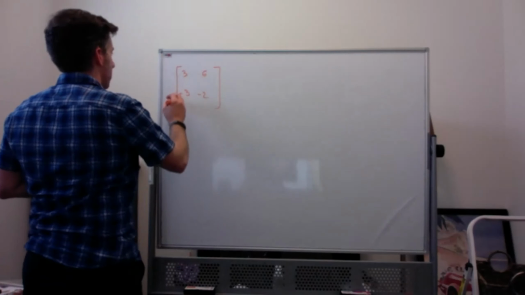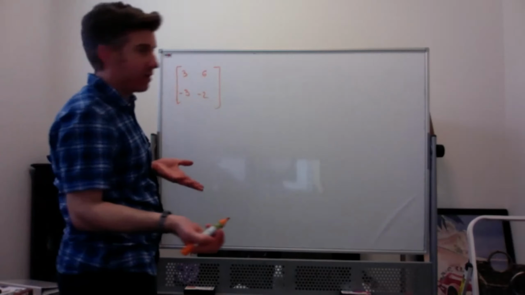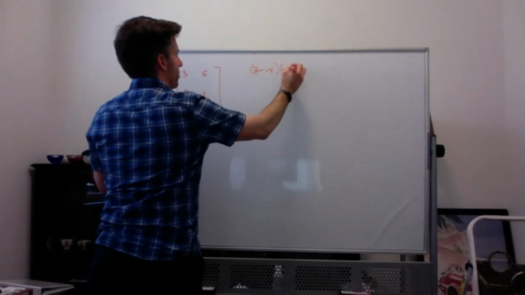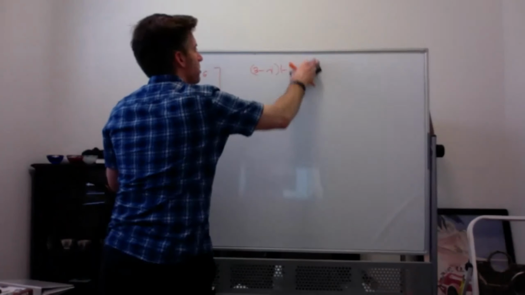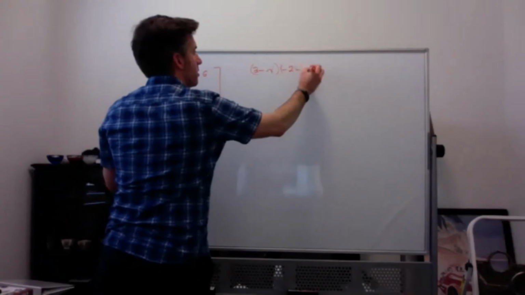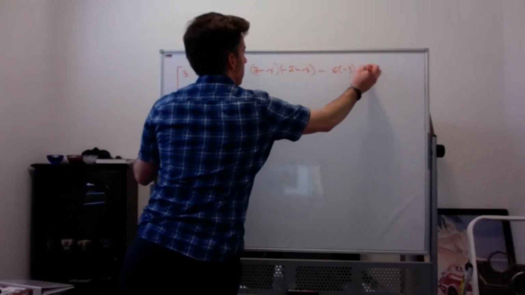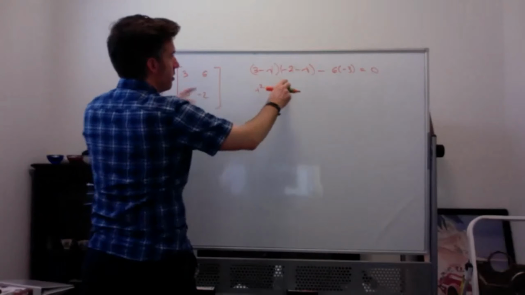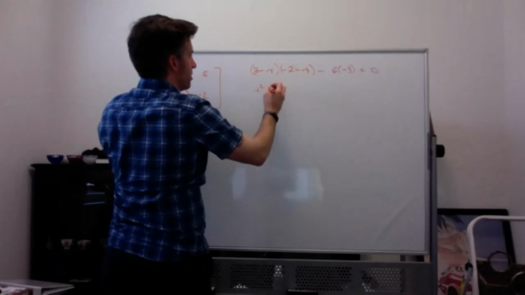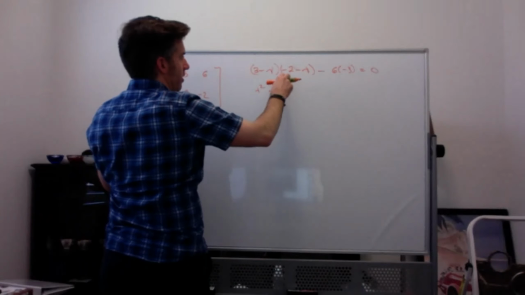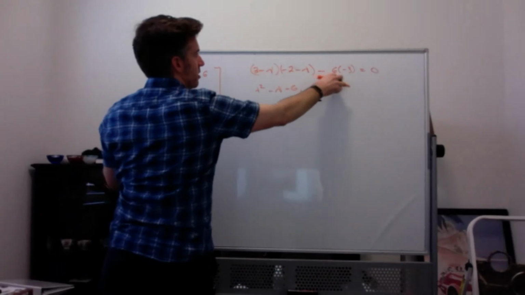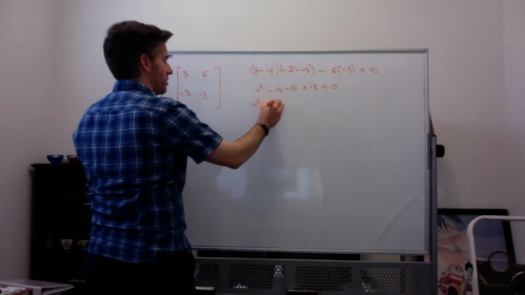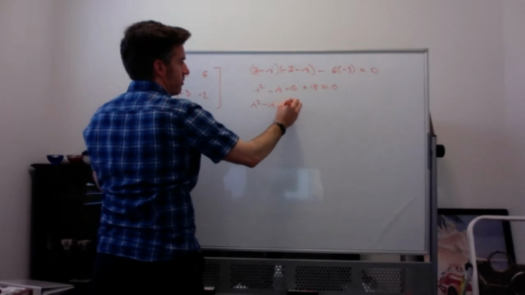So we can do this either way. We can find the eigenvalues by saying, okay, 3 minus lambda times negative 2 minus lambda, minus 6 times negative 3 equals 0. That gives us lambda squared minus lambda, and then 3 times negative 2 is negative 6, plus 18, equals 0. So lambda squared minus lambda plus 12 equals 0.